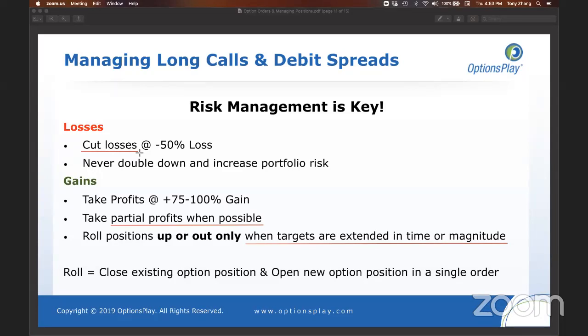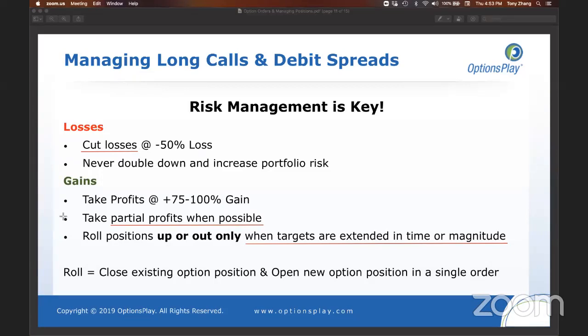Now, I'm going to go through a few different rolls that make sense for when things go in your favor, but maybe you need a little bit more time, or maybe you think the stock's going to continue going in that direction that you expect it to even further. What can you do to protect your profits, take partial profits, and reduce your overall risk?